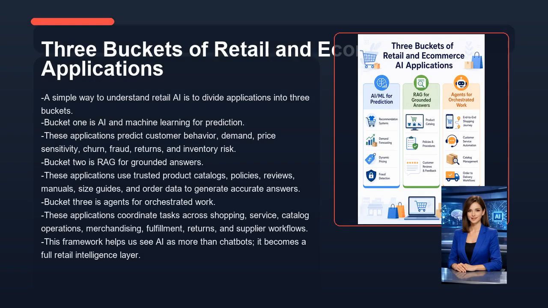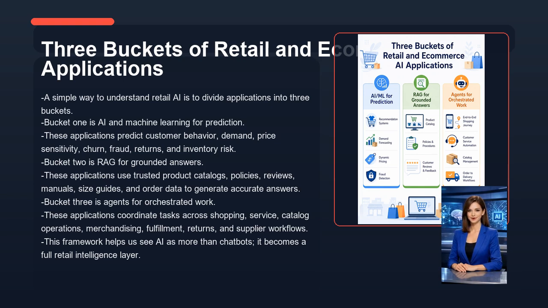Now let's look at 3 buckets of retail and e-commerce AI applications. A simple way to understand retail AI is to divide applications into 3 buckets. Bucket 1 is AI and machine learning for prediction. These applications predict customer behavior, demand, price sensitivity, churn, fraud, returns, and inventory risk.